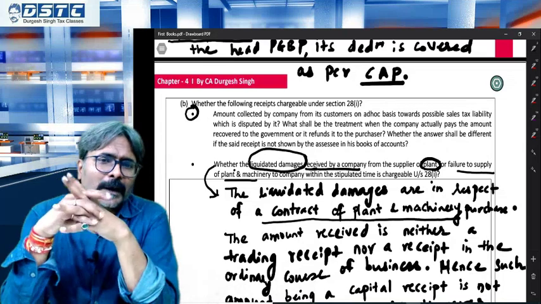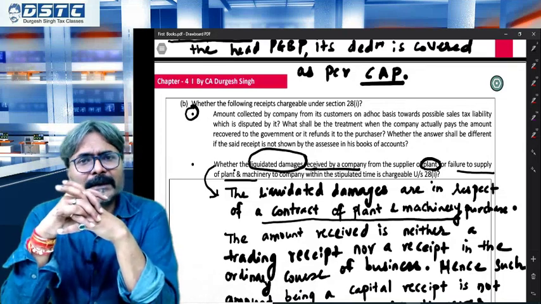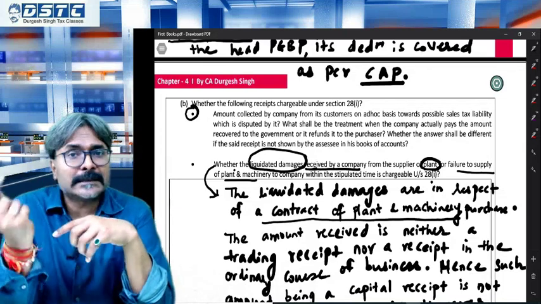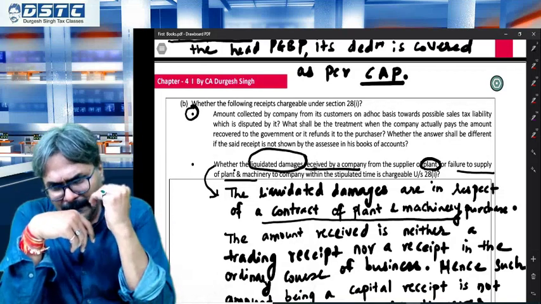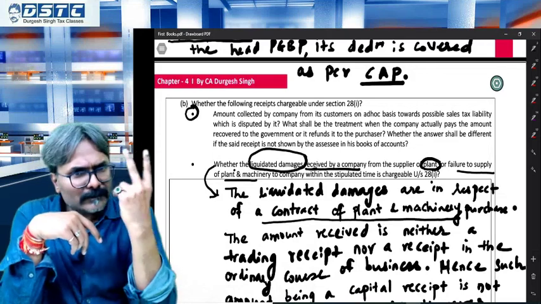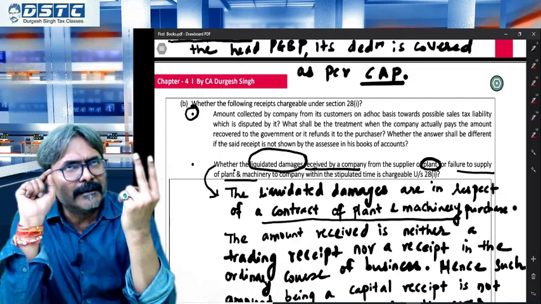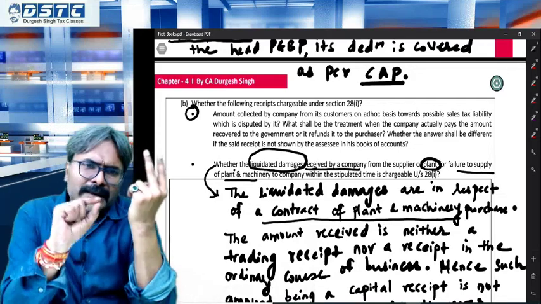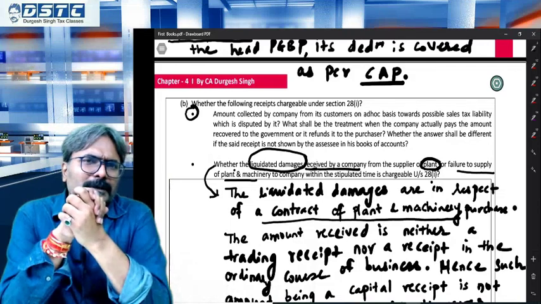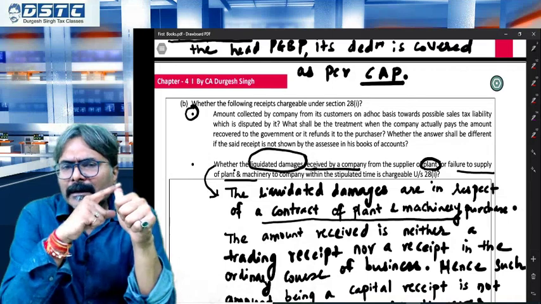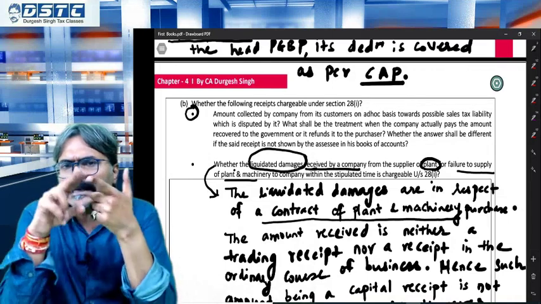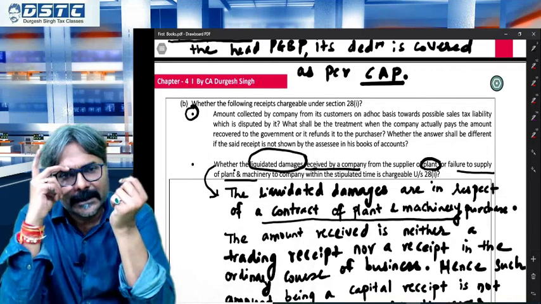Accordingly, what these coaching institutes are doing so far as the revenue recognition is concerned: to recognize the revenue in their books of accounts, they have got 2 options. Number 1, completed contract method, and the second one is the percentage completion method.